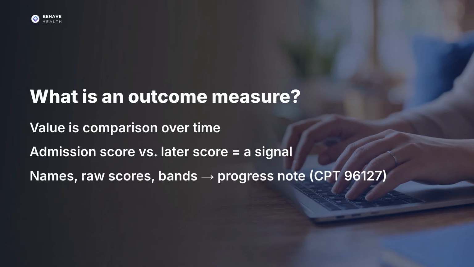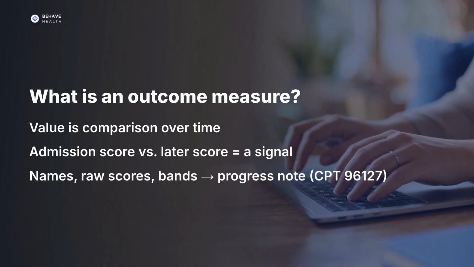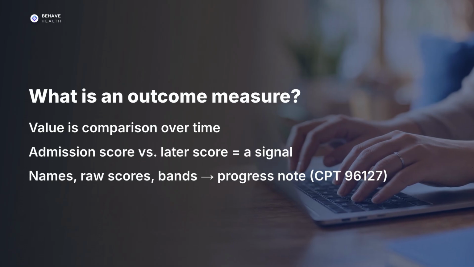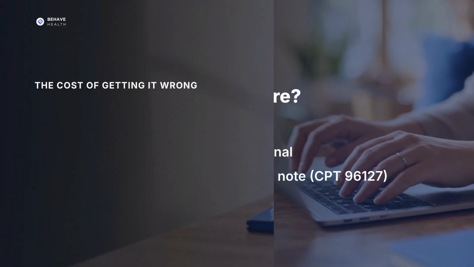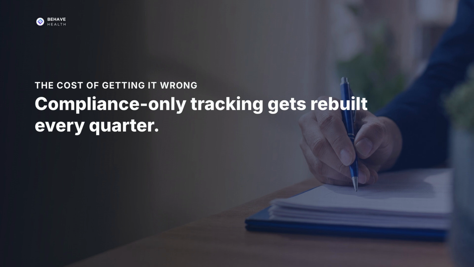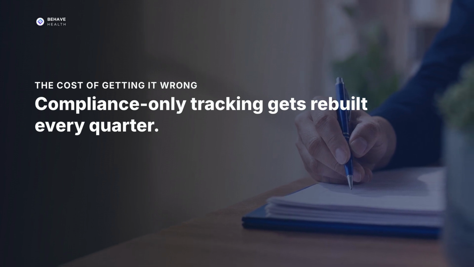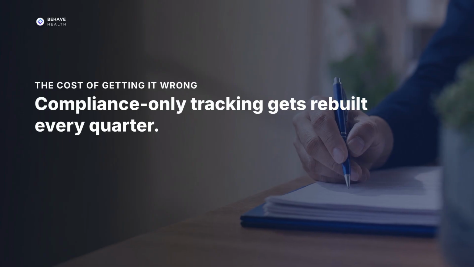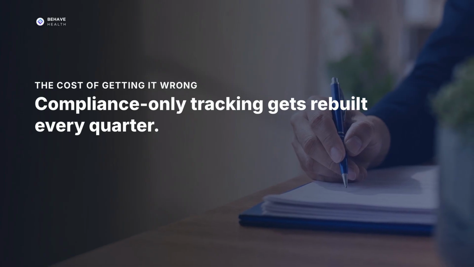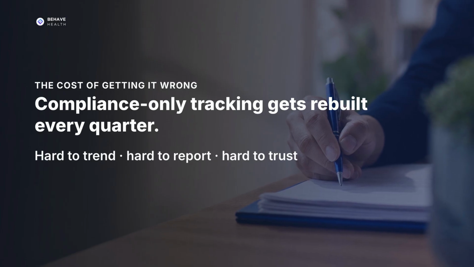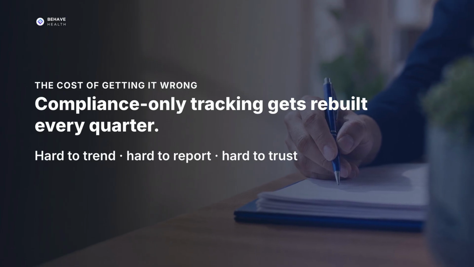Instrument names, raw scores, and interpretation bands belong in the progress note. Under CPT 96127, that documentation is what makes the assessment billable. The biggest mistake is treating outcome tracking as a compliance exercise only, a separate reporting project that gets rebuilt by hand every quarter. A measure captured in a form that disappears into a PDF is hard to trend, hard to report, and hard to trust.